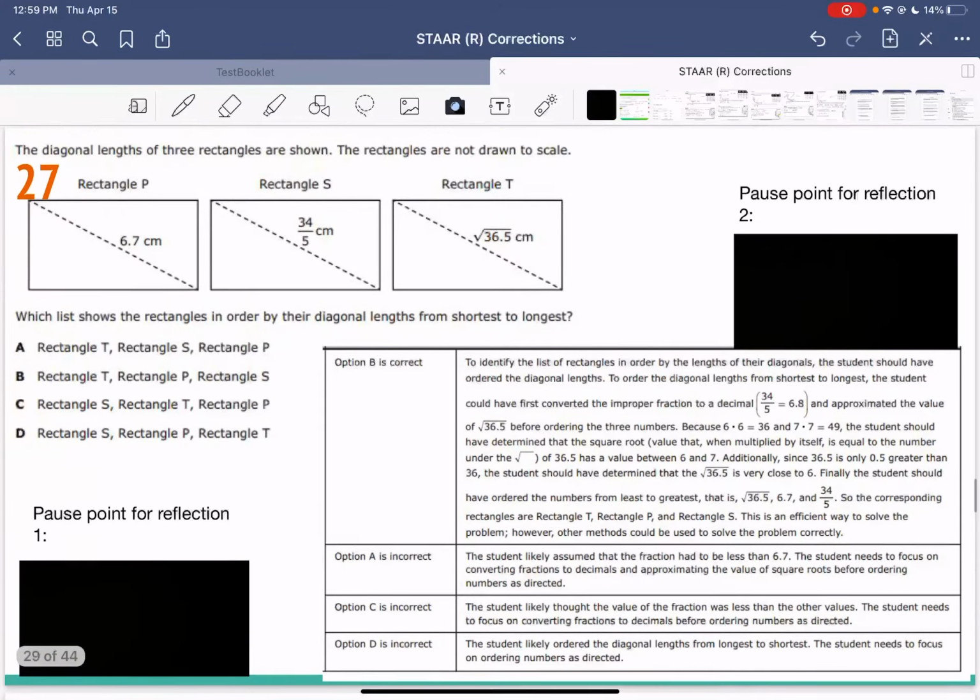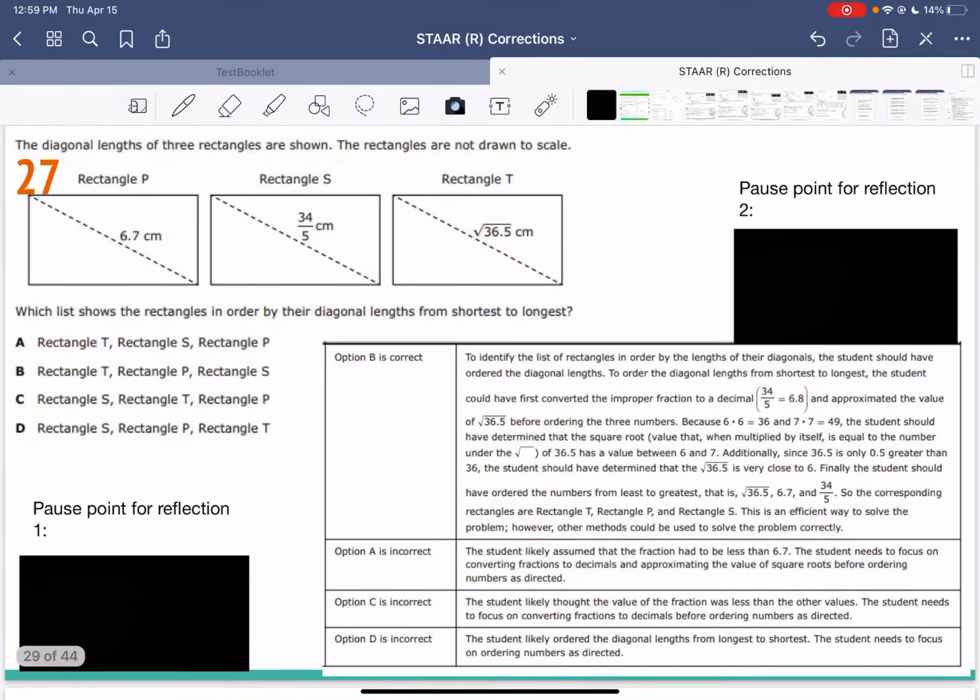Question 27. The diagonal lengths of 3 rectangles are shown. The rectangles are not drawn to scale. Which list shows the rectangles in order by their diagonal lengths from shortest to longest? Shortest to longest is our key phrase here.